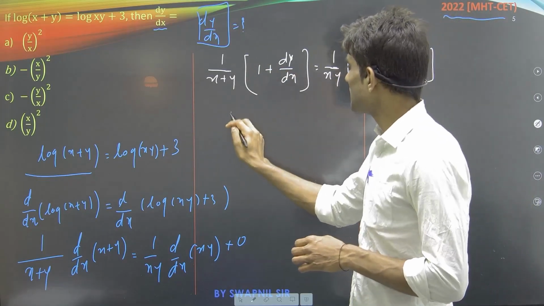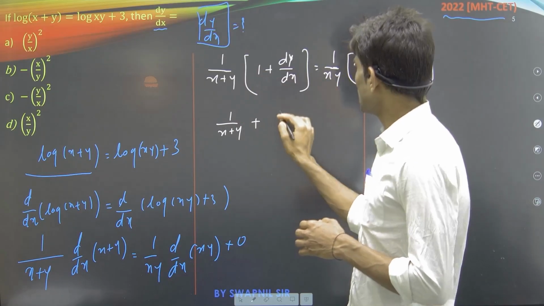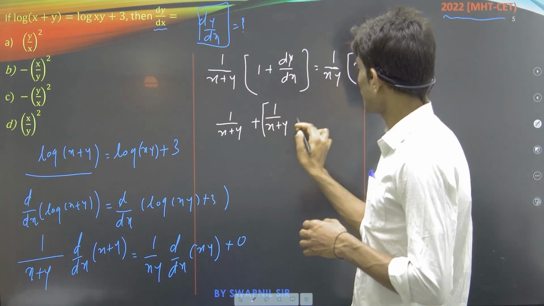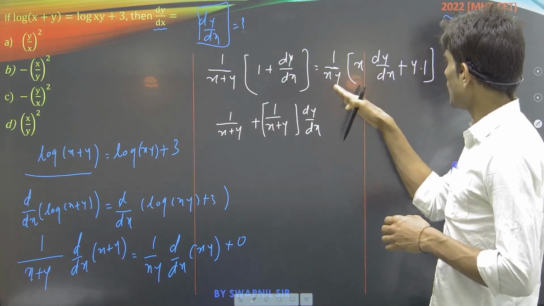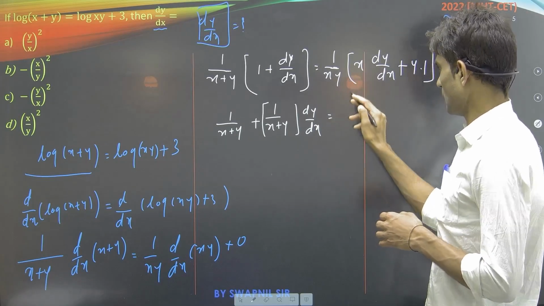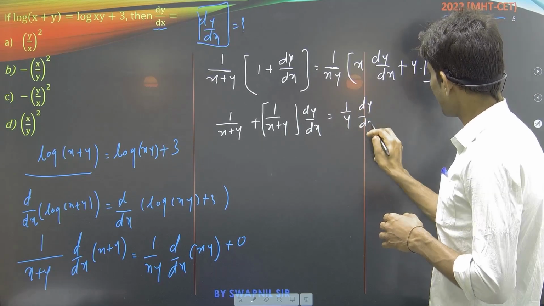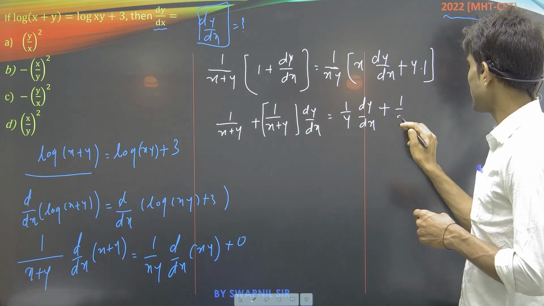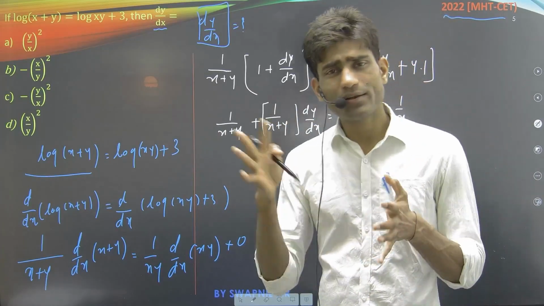So 1 upon x plus y multiplied by 1 is 1 upon x plus y, plus 1 upon x plus y into dy by dx. Again, 1 upon xy multiplied by x, so that x cancels with that x. So we write it as 1 upon y dy by dx plus y divided by xy, so we write 1 upon x only. Y can cancel here.